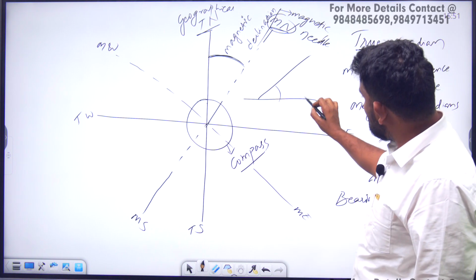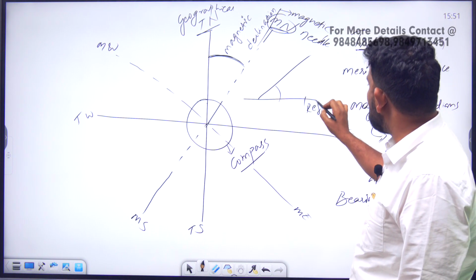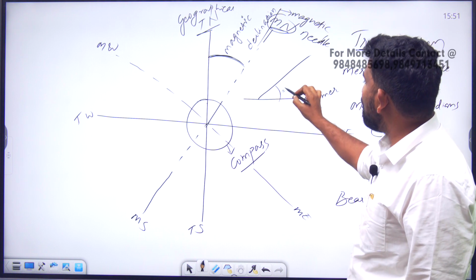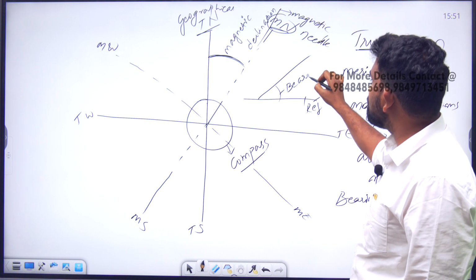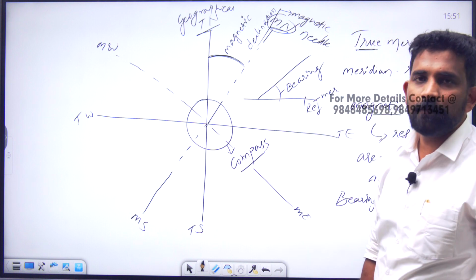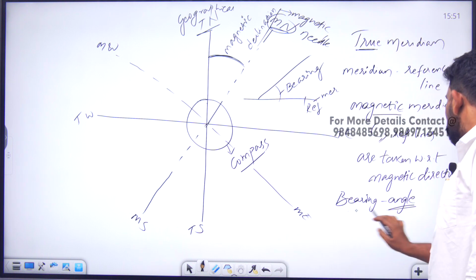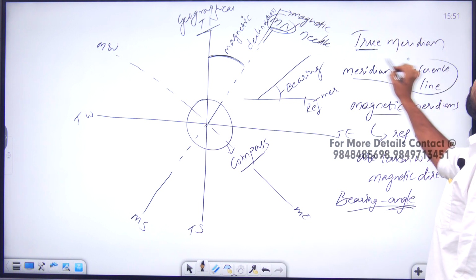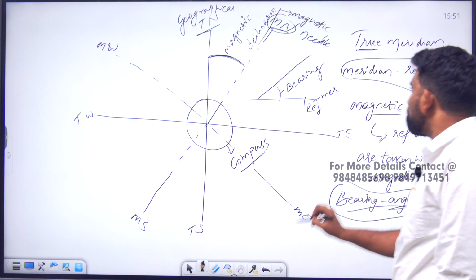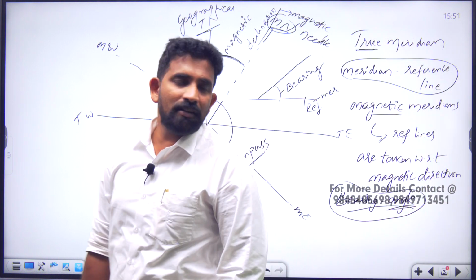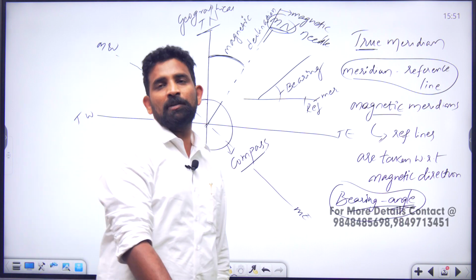This line which I am using as a reference line, I'll be calling a meridian, and this angle is nothing but the bearing. Bearings are the angles, meridians are the reference lines. Very simple way. Meridians are nothing but the reference lines, bearings are nothing but the angles.